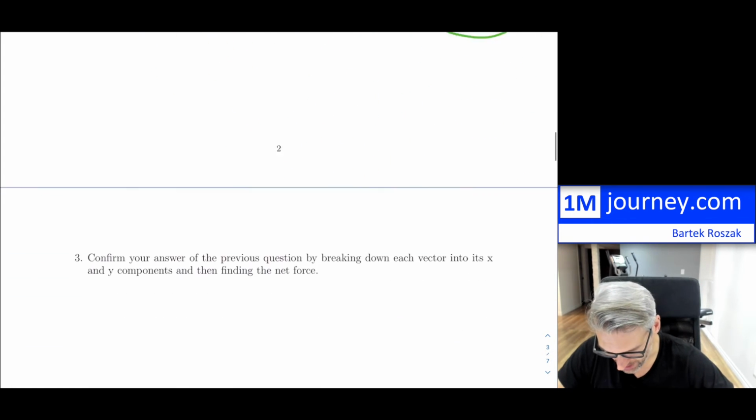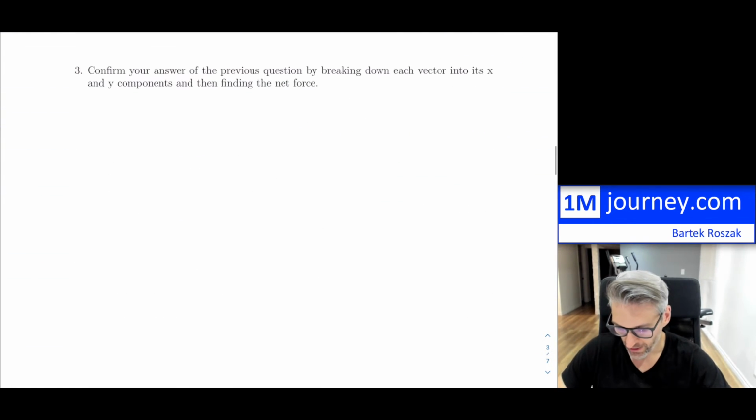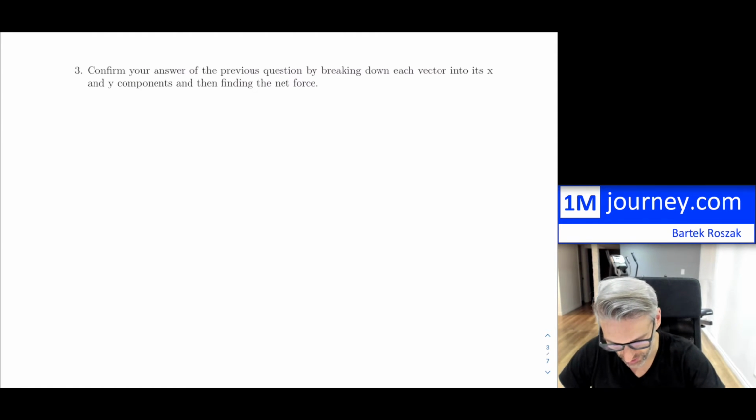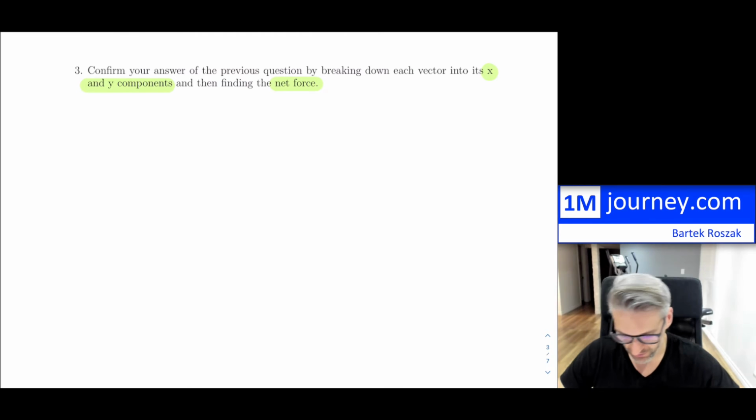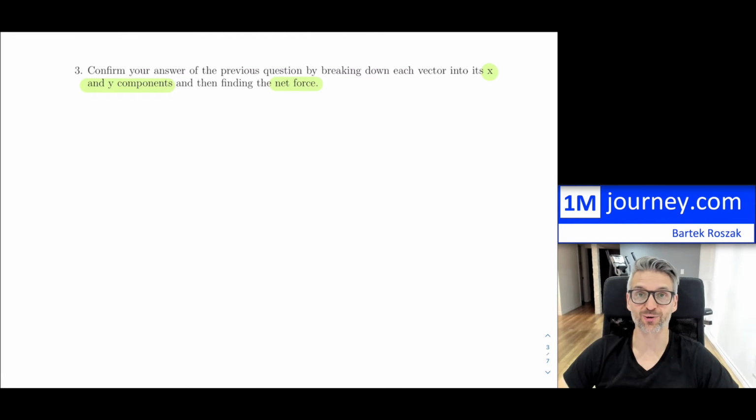All right, so let's continue on. Number 3, confirm your answer of the previous question by breaking down each vector into its x and y components. Okay, great. So that means we've got to redo the question, but now find the F net. Well, that's going to test how well I was actually graphing these and scaling.